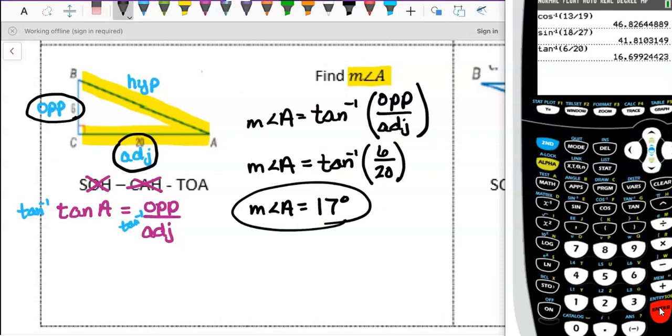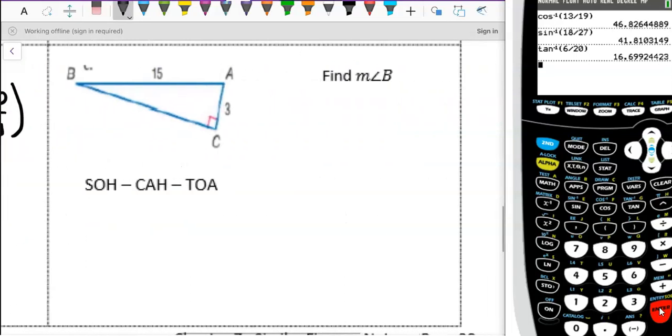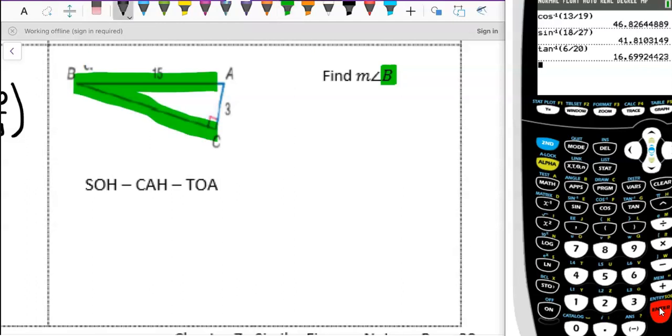So let's do one last problem. Go ahead and pause the video and decide which trig function to use, and then come back and check. If we're ready to check, we know that we're looking for angle B this time. So here's our angle B. Be careful, BC looks like it's longer, but this is the hypotenuse. The side adjacent is the side of my angle, and over here is the opposite.